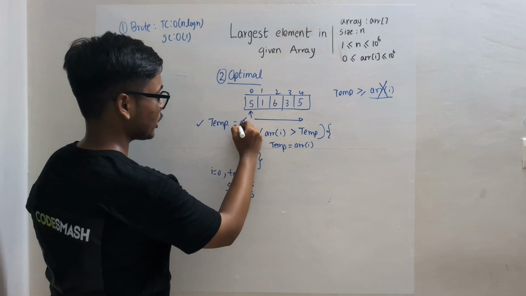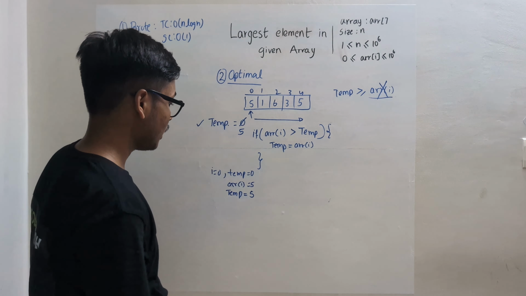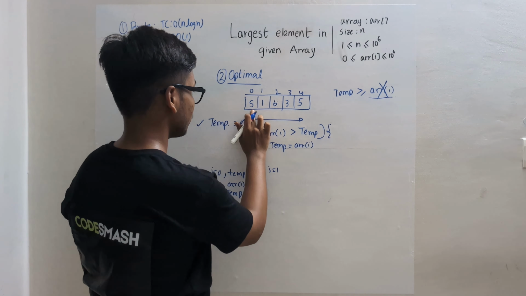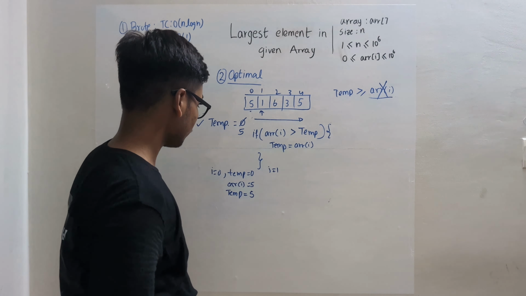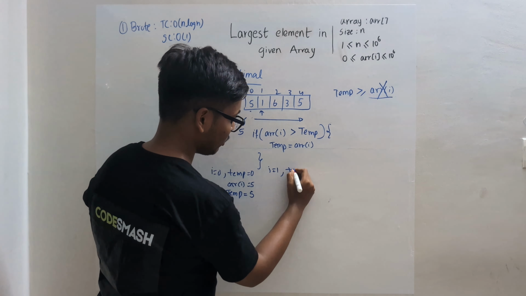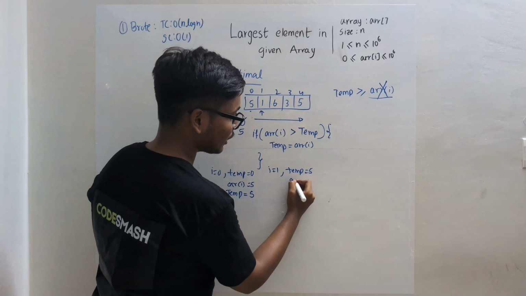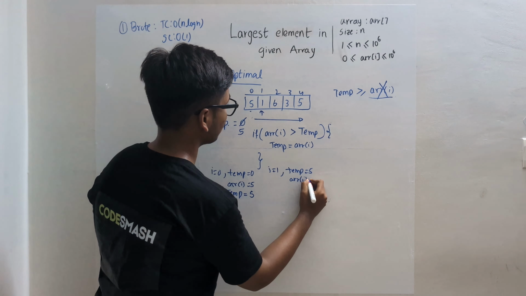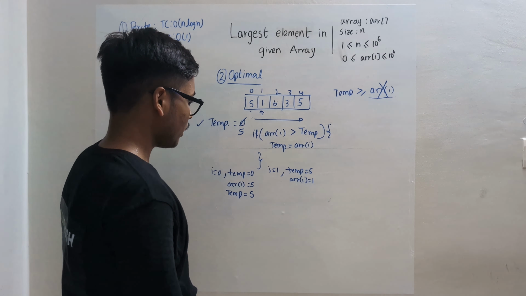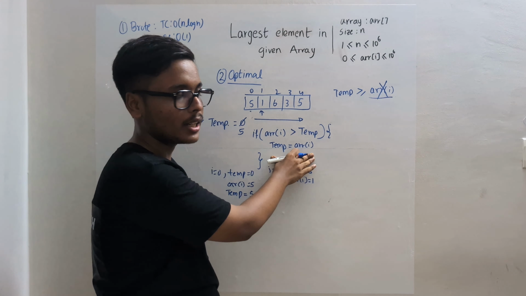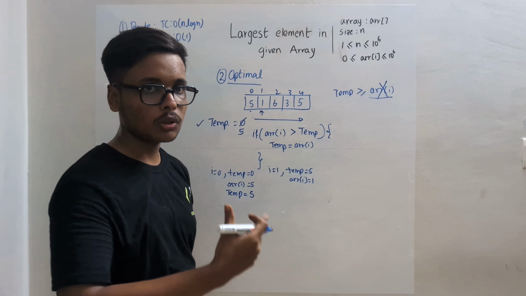So temp becomes 5 here, and then we will go to i equals 1, the next index. So right now we are here. As the value of temp is 5 here and the value at that index is 1, this condition is not satisfied. So we'll just go to the next index.